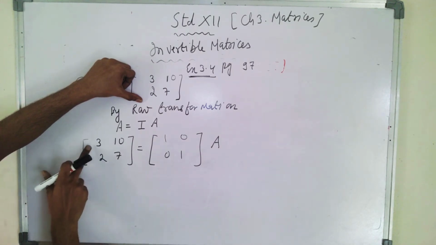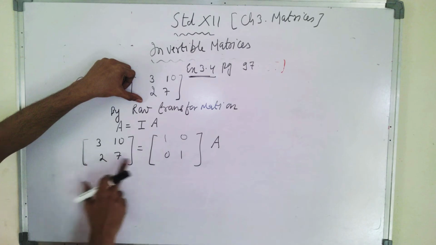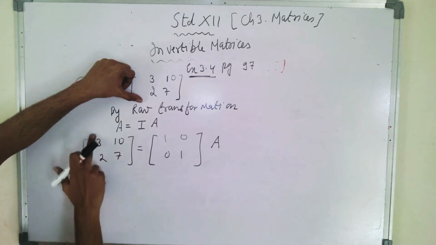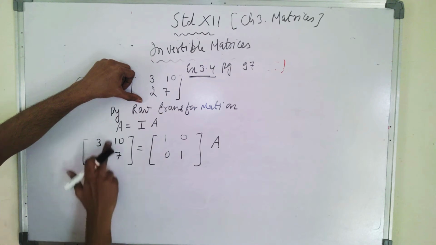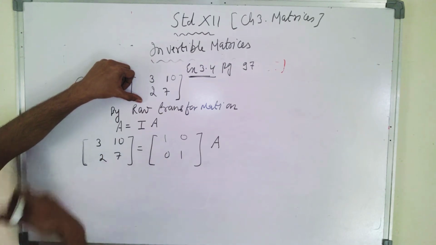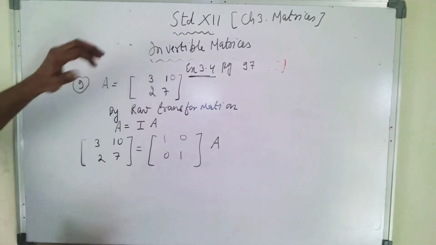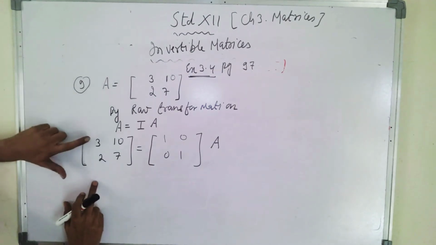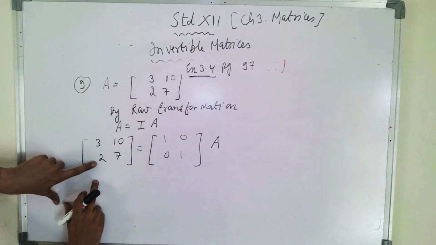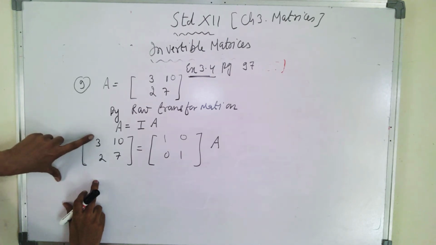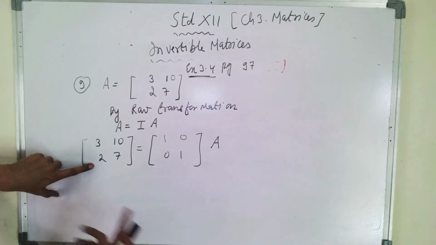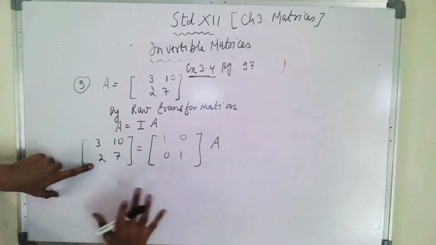Means I will try to make this 3 as 1 and 2 as 0. Unless and until all the column 1 elements are changed, I cannot move further. But the order can be anywhere. You can make this 0 first. It is not necessary that you have to make this 1 first. Choice is yours because you have learned the operation.